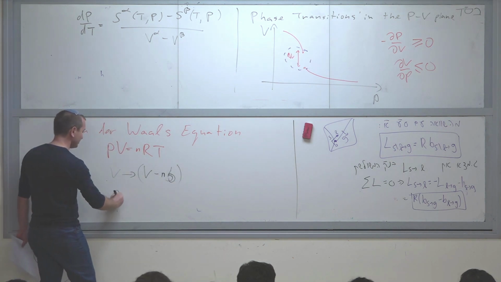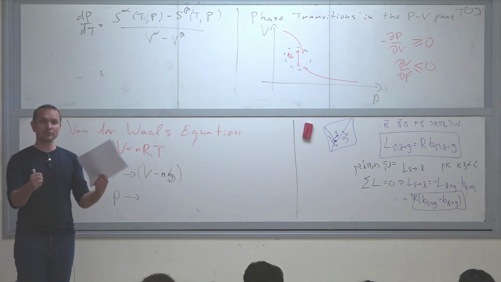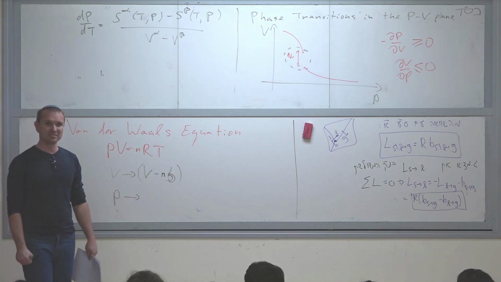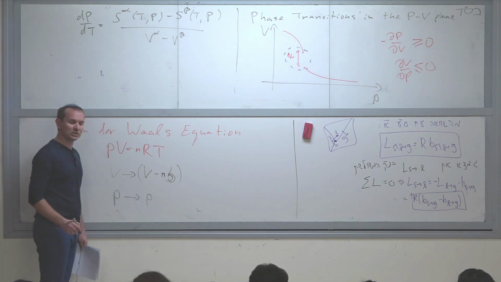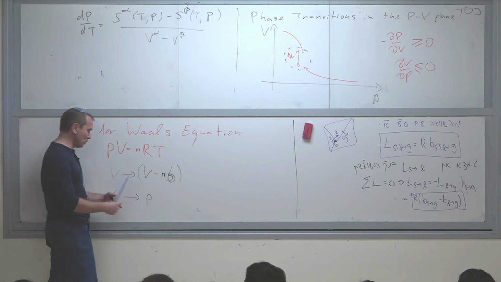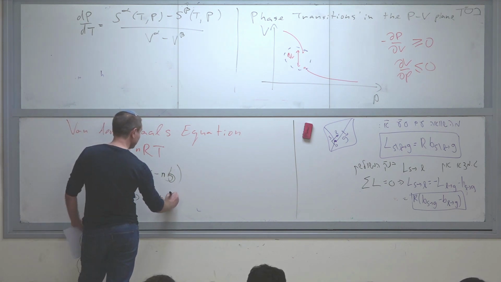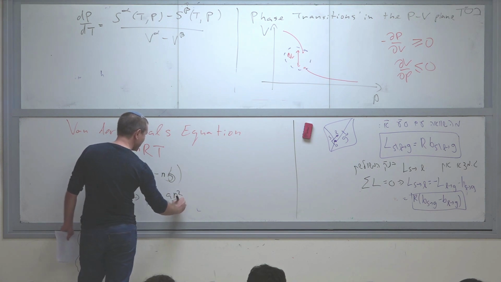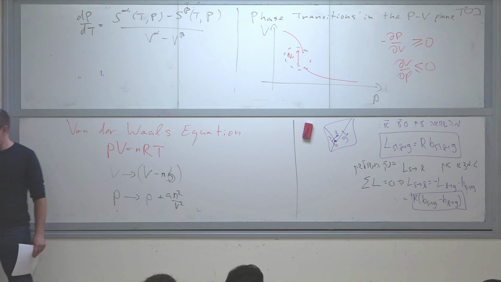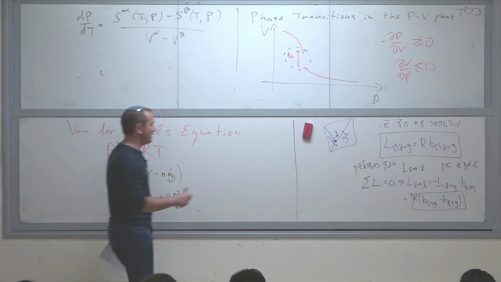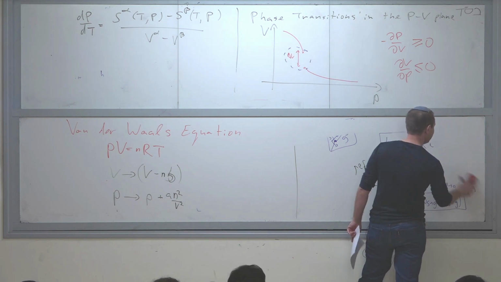The second correction was, well, pressure. The molecules of the gas attract each other a little bit. This basically should increase the pressure. And his correction was that the pressure is going to be the original pressure plus something that's proportional to 1 over the volume of the system. Okay? So now we have a van der Waals equation, or van der Waals gas.